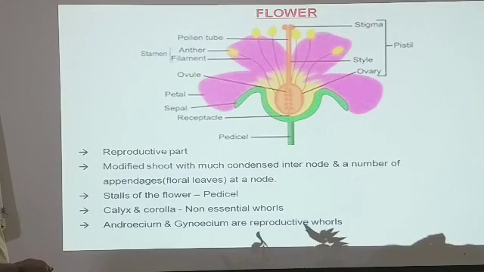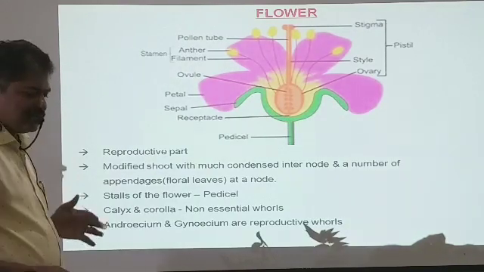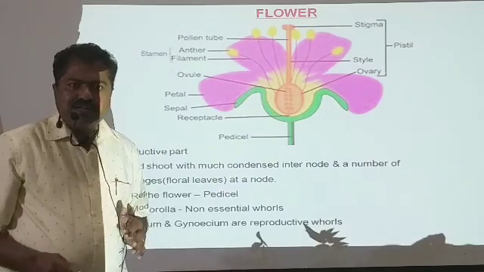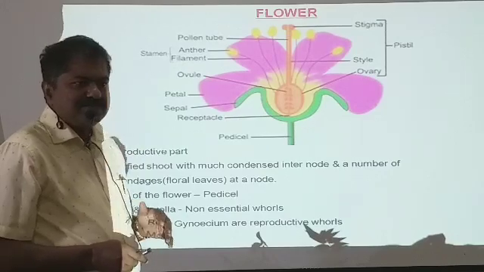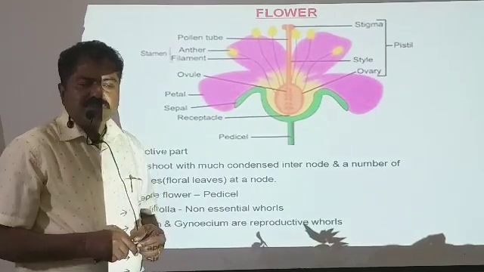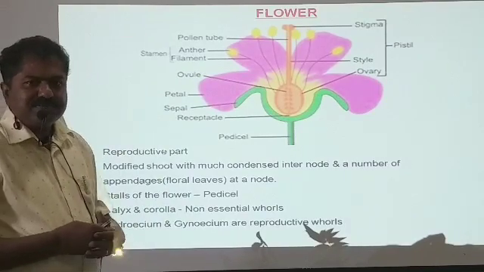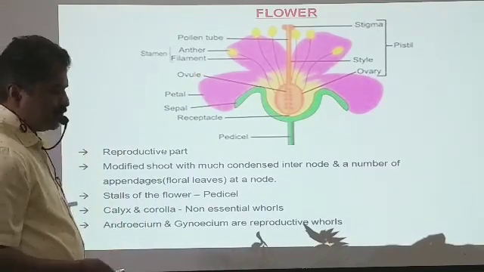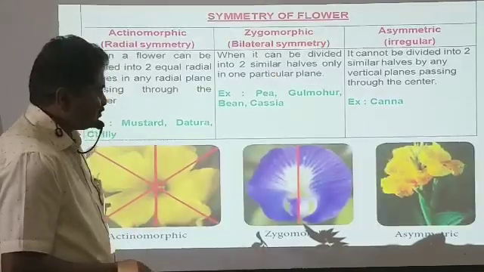And the flower has four important whorls: the calyx, corolla, androecium and gynoecium. Calyx consists of the sepals, the corolla consists of the petals, the androecium consists of the stamens, and the gynoecium consists of the pistil. So these are the parts of the flower.